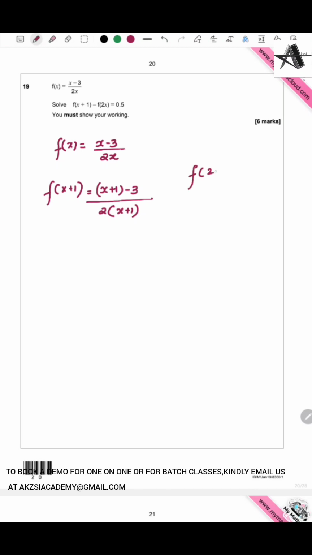Similarly, I can calculate f(2x). That means everywhere I can see x, I need to replace it with 2x. So x will become 2x minus 3, and similarly here, 2 is already outside and this x is 2x. Let me simplify this one. It will give you (x plus 1 minus 3) over (2x plus 2). So the final answer is (x minus 2) over (2x plus 2). For this one, if I simplify, 2x minus 3 over 4x.